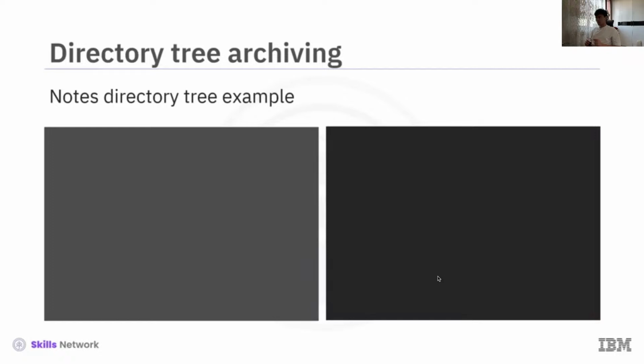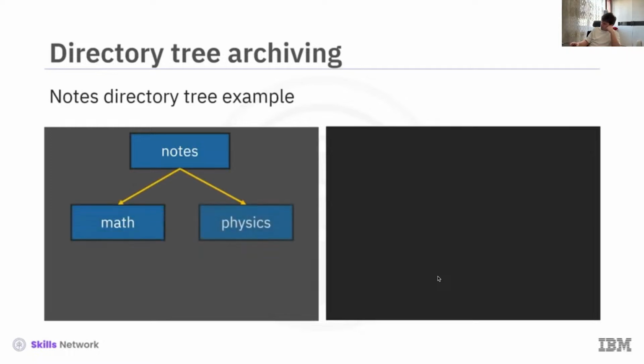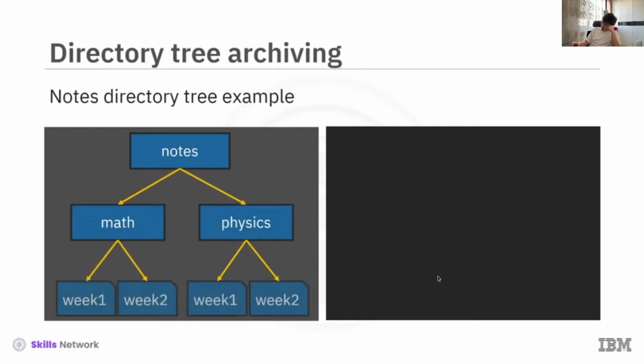Now, suppose you have created a notes directory for keeping track of your course materials. You decide it would be a good idea to archive your notes in case you need them in the future. Your notes directory tree has the following structure. It contains 2 subfolders called Math and Physics, each of which contains files called Week 1 and Week 2. Using the ls command with the -r option, you can recursively list all the directories and files in your current directory tree.